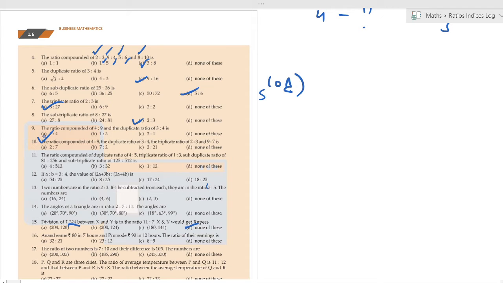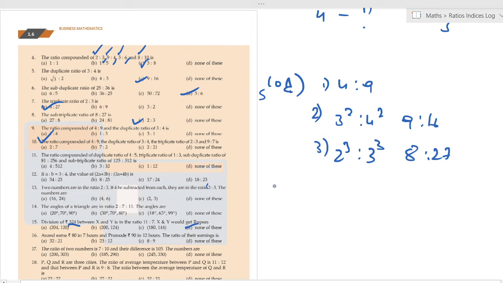Tenth answer. The ratio compounded of 4 is to 9. So first one is 4 is to 9. And second ratio is duplicate of 3 is to 4. What is duplicate of 3 is to 4? 3 square is to 4 square, that is 9 is to 16. Triplicate ratio of 2 is to 3. Triplicate of 2 is to 3, what will it be? 2 cube is to 3 cube, that is nothing but 8 is to 27. And fourth one is 9 is to 7. So 9 is to 7.